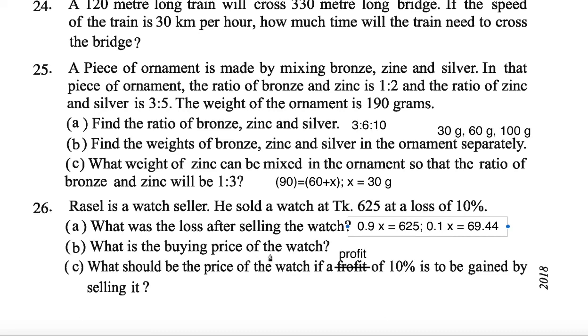What is the buying price of the watch? This time you have to get the value of x. 625 by 0.9, that is 694.44 taka. What should be the price of the watch if a profit of 10% is to be gained by selling it? Just multiply it with 1.1, 10%, right? So the answer will be 763.889 taka.